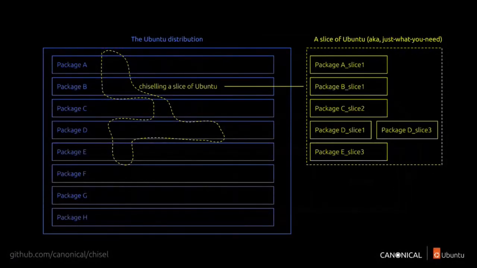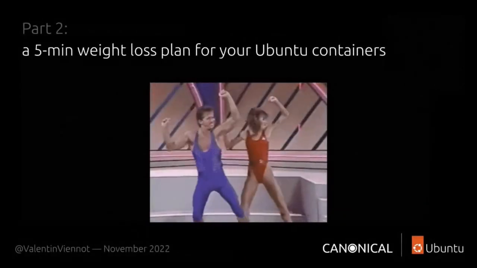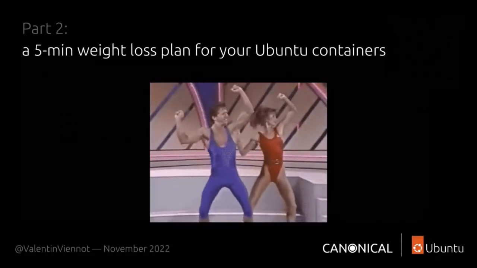So for this, we built Chisel, that is able to chisel the Ubuntu distribution to build much smaller and much more purpose-built slices of the Ubuntu distribution, starting with the first one for .NET runtime. And you can actually already use it from within Dockerfiles, but this is basically usable from any kind of file system-enabled environment, because this is just a tool manipulating the upstream packages, files, and definitions, and installing it on your file system. So the second part of this talk was a 5-minute weight loss plan for your Ubuntu containers.